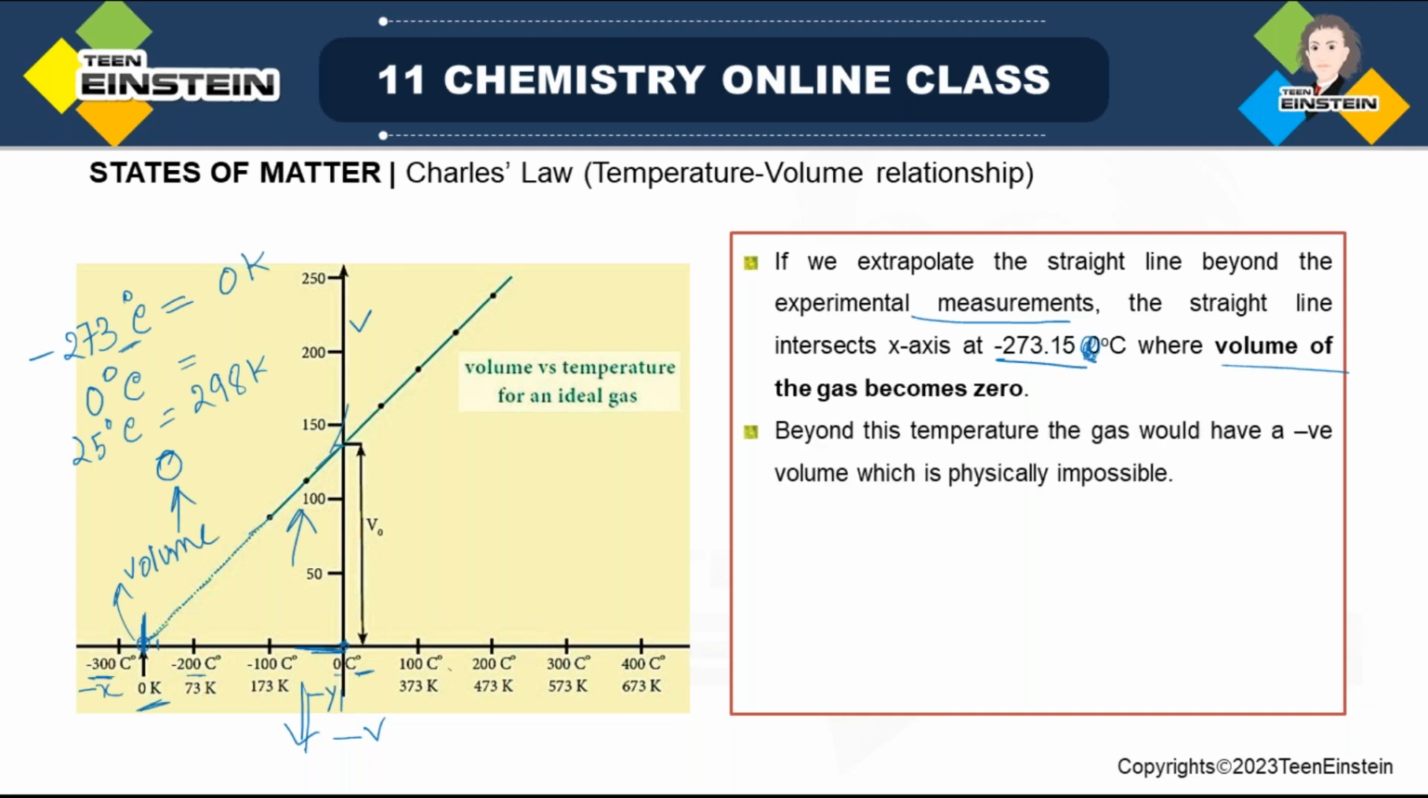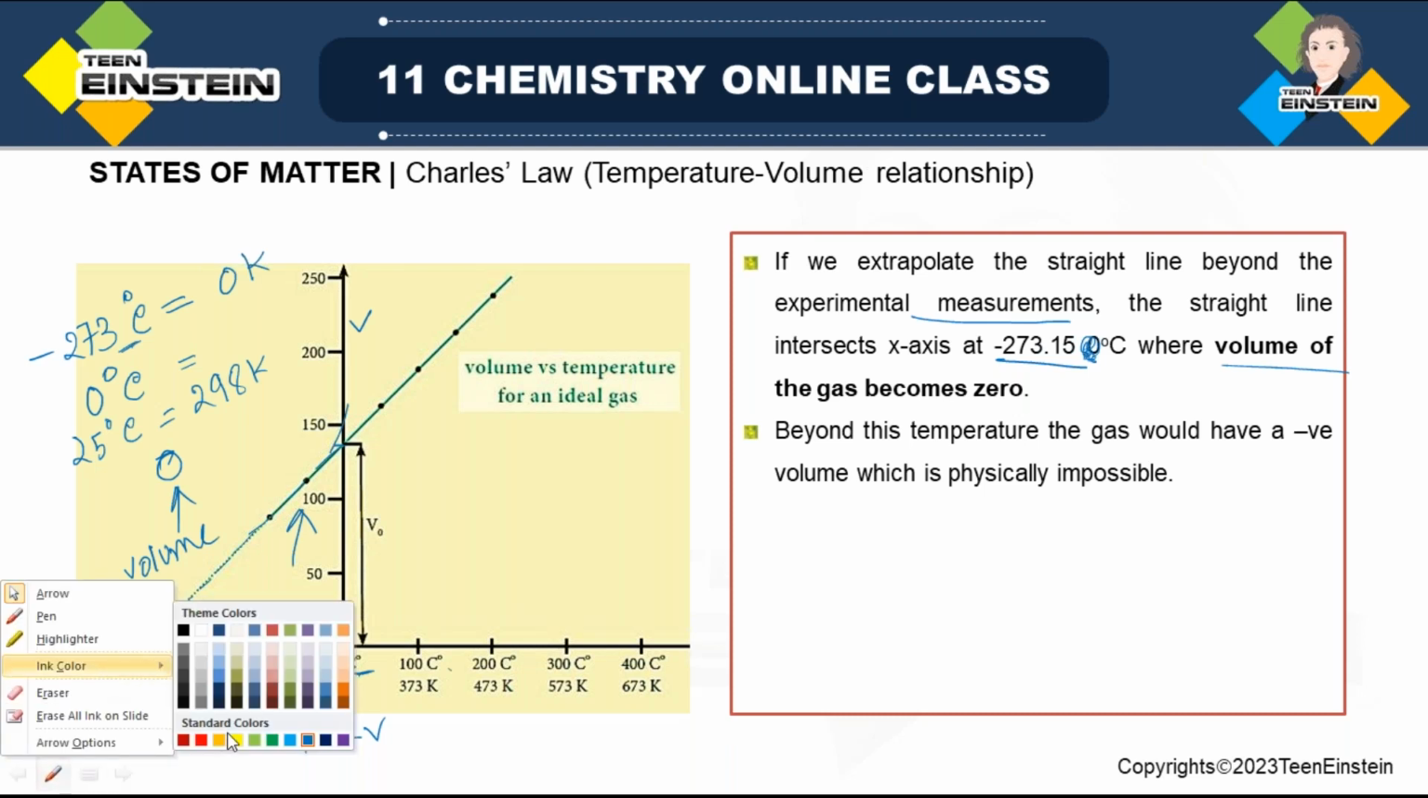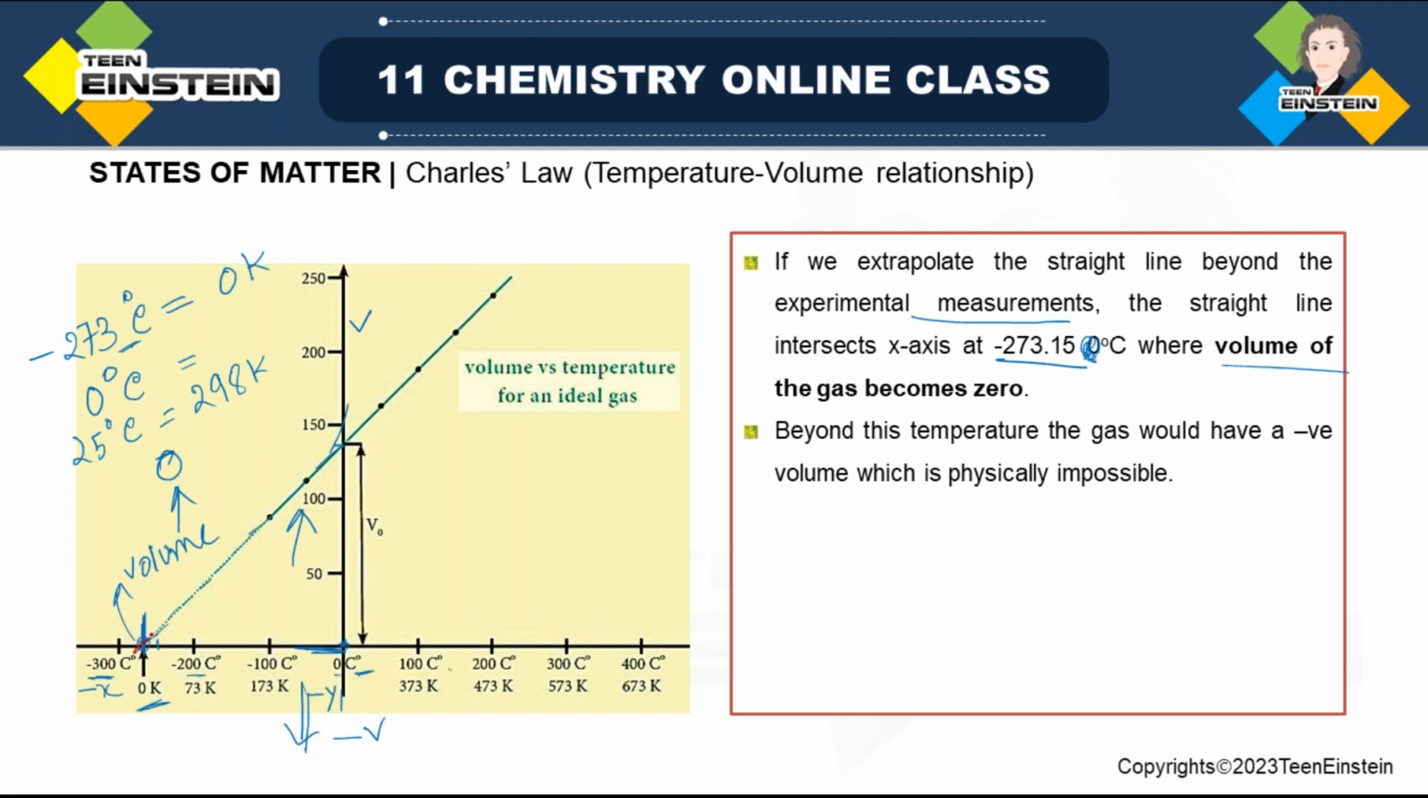Beyond this temperature, the gas would have negative volume. Now this is not physically possible. How is it possible that a gas will have negative volume? Beyond this temperature means beyond this point. At this point the volume is 0, but if you keep going further, you reach the negative zone of V, and that is not possible.